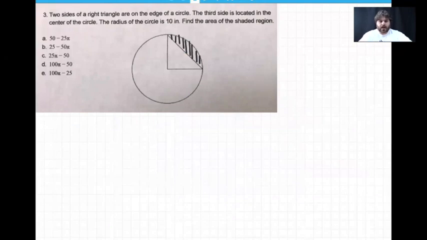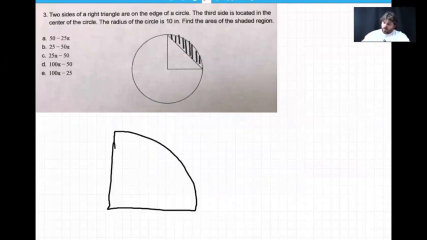All right, two sides of a right triangle are on the edge of a circle. The third side is located in the center of the circle. The radius of the circle is 10 inches. Find the area of the shaded region. So this kind of looks like we're focusing in on this little corner here, and we really want to just find the shaded region.